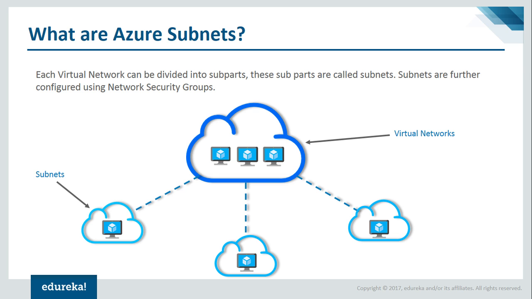Let me give you an example. Say we have one server, and that server wants to access the internet. We can give that particular part of the network the internet access, and to do that we can use subnets, and the rest of the network won't have access to the internet. That is possible using subnets, right? So that is the reason we use subnets.